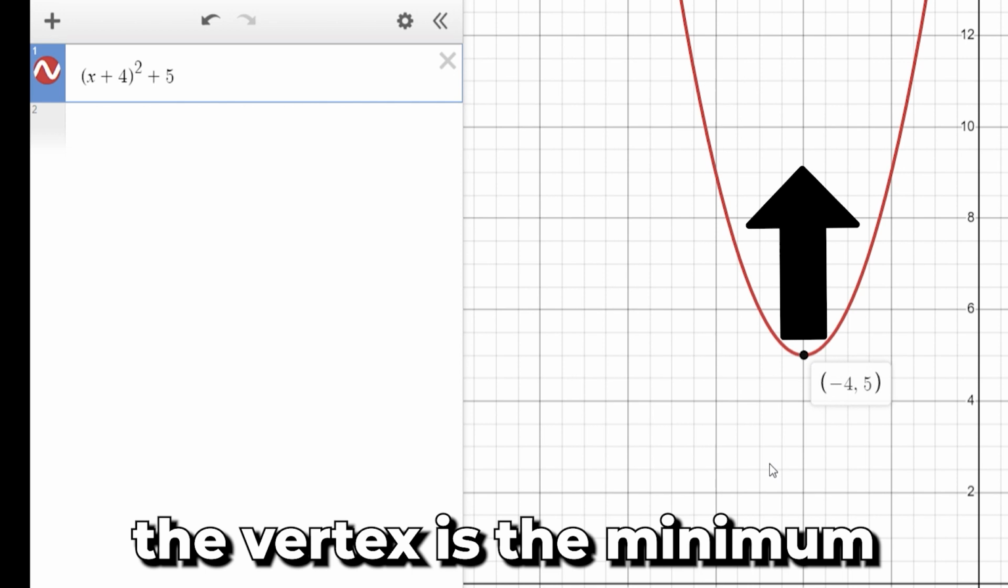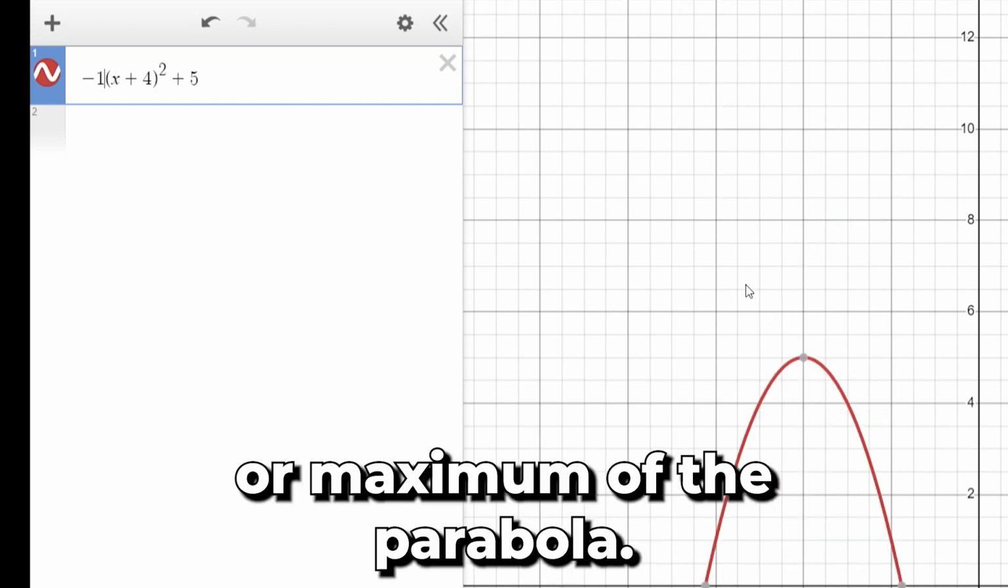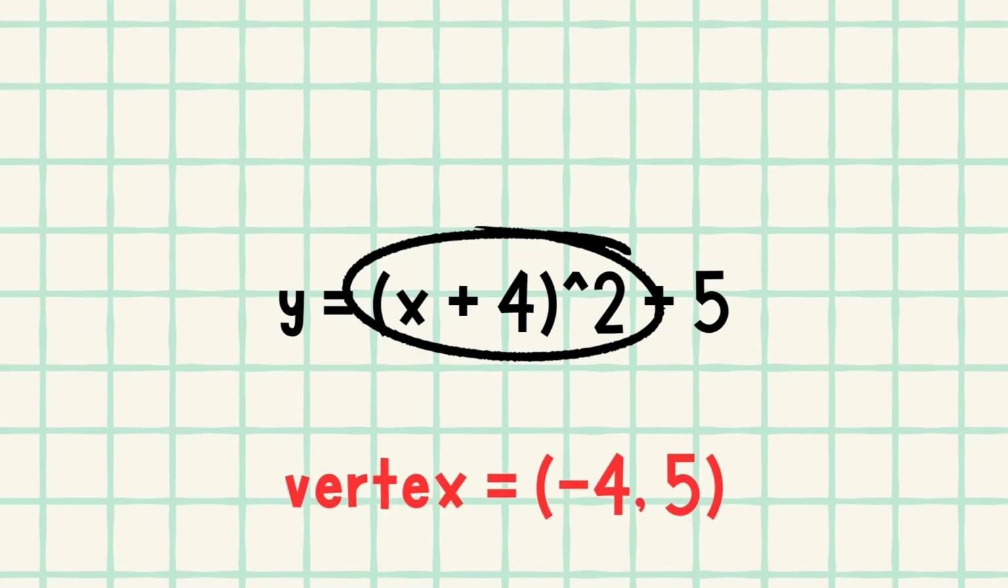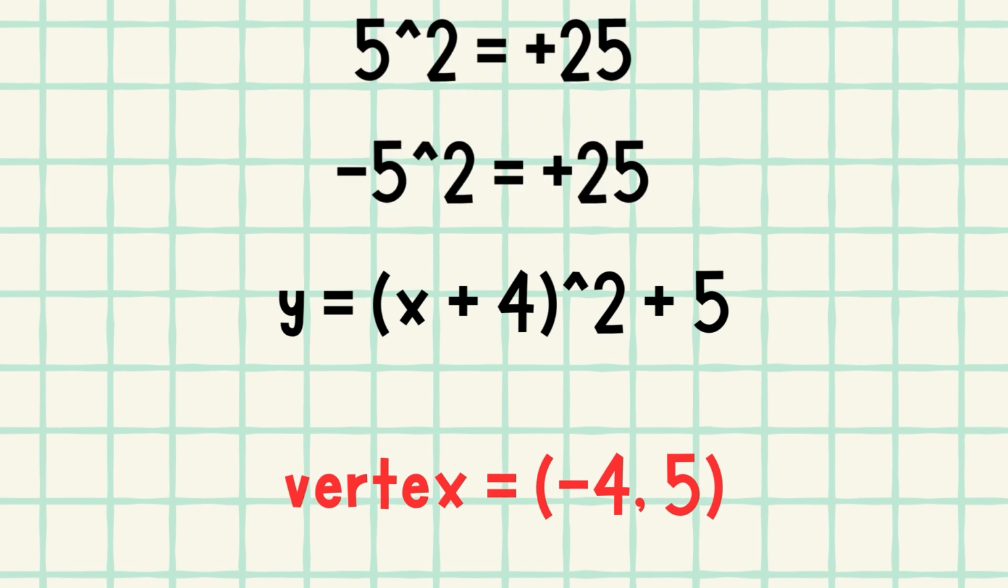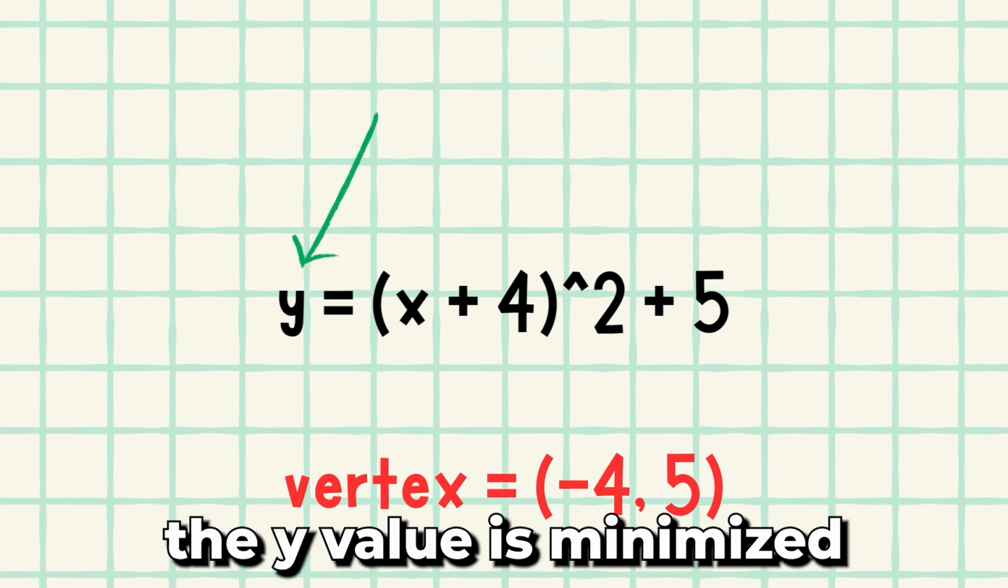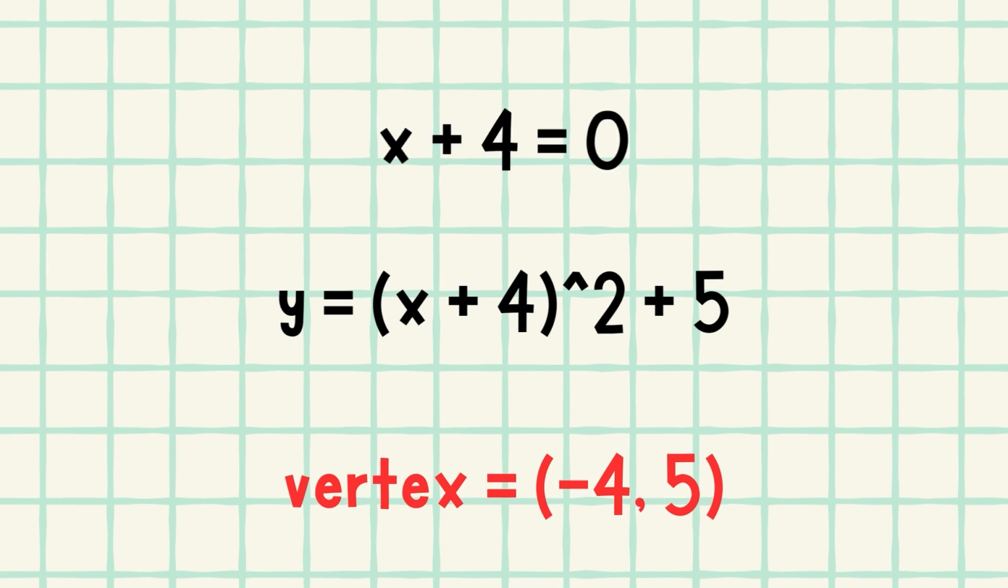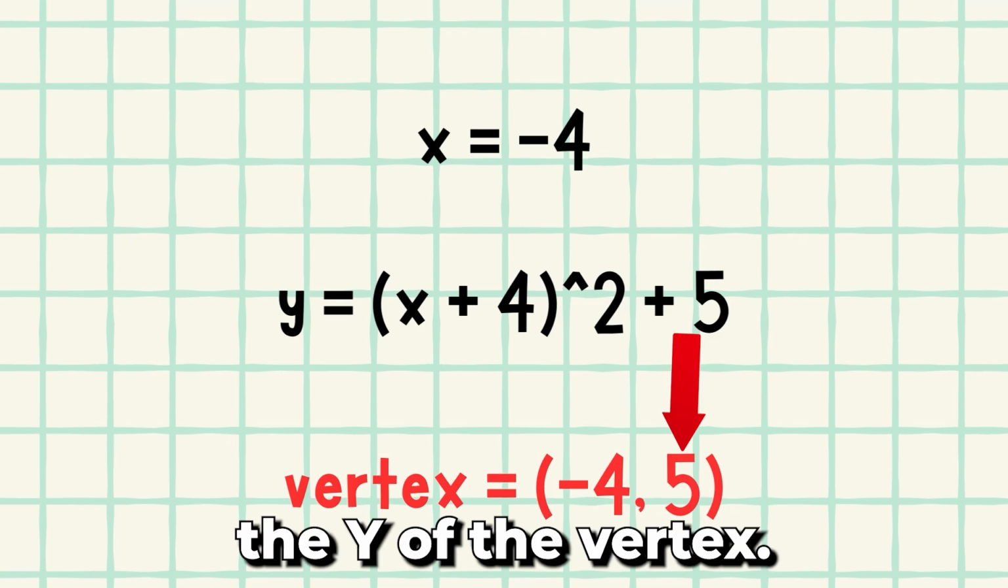The vertex is the minimum or maximum point of the parabola, so in this case, minimum. Since this part is always positive or 0, since something squared can't be negative, the y value is minimized when this equals 0, or when x equals negative 4, not positive 4. And obviously, this number will then be the y of the vertex.